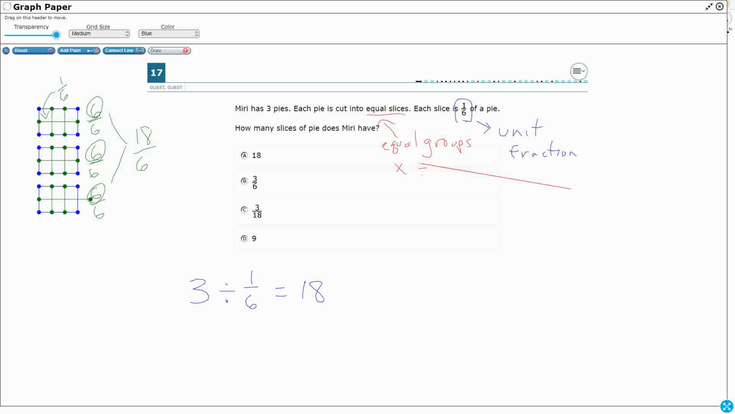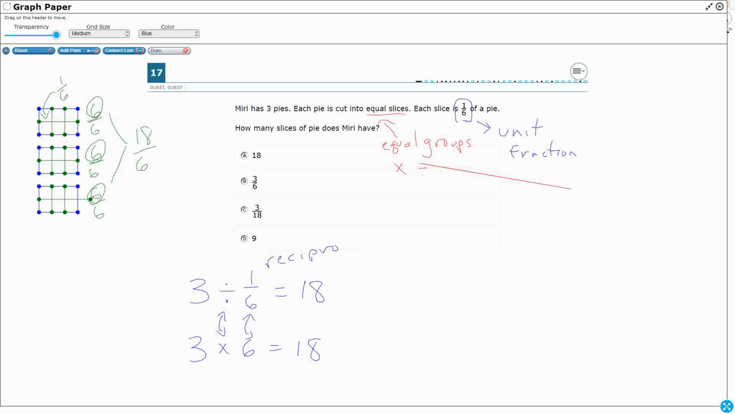Now, when we divide, typically you would think that your answer, your quotient, would get smaller, but look, 18 is a lot bigger than 3. Well, what we find is that when we divide by a unit fraction, it actually does the same thing as if we multiply by its reciprocal. So these two signs are opposite, multiplication and division. And these two are reciprocals.